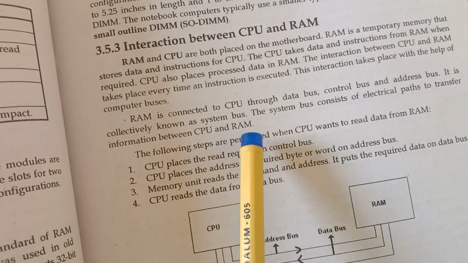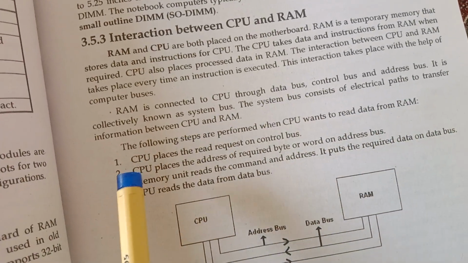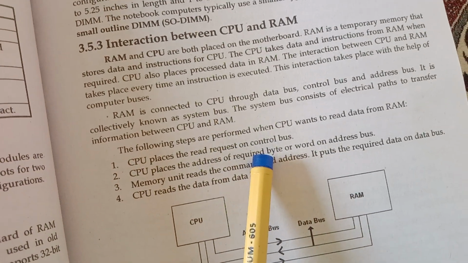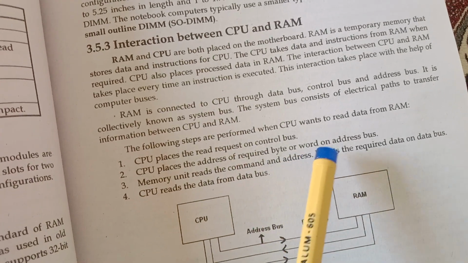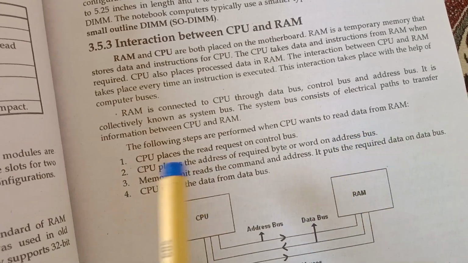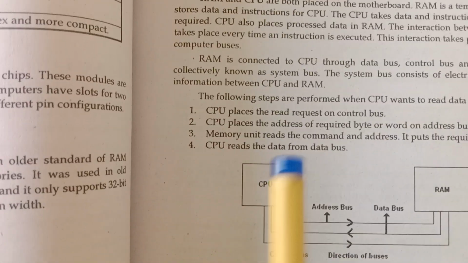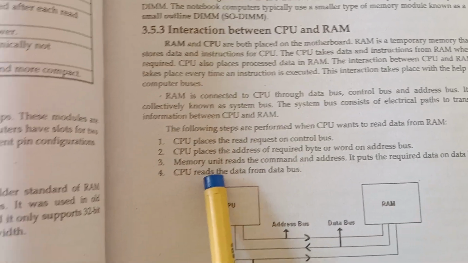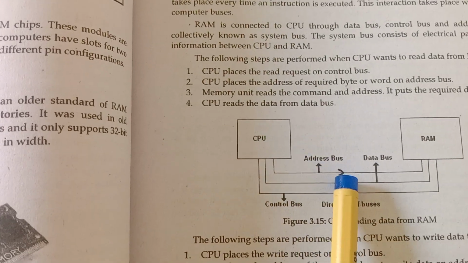The following are the steps performed when the CPU wants to read data from RAM. The CPU places the read request on the control bus. The CPU places the address of the required bytes or word on the address bus. The memory unit reads the address and puts the required data on the data bus. The CPU reads the data from the bus. CPU, address bus, data bus and RAM.